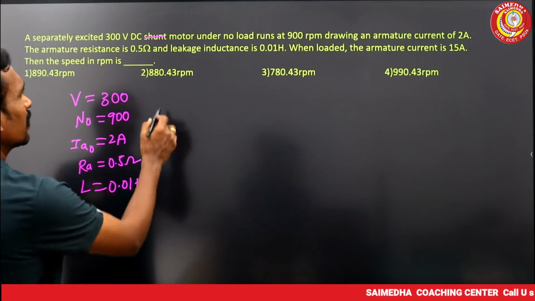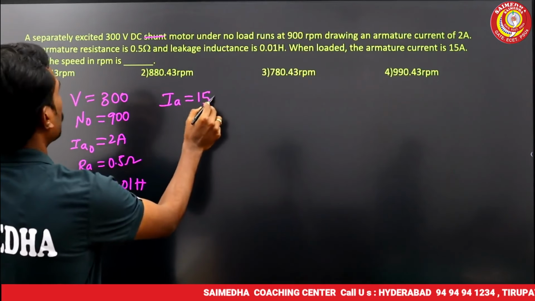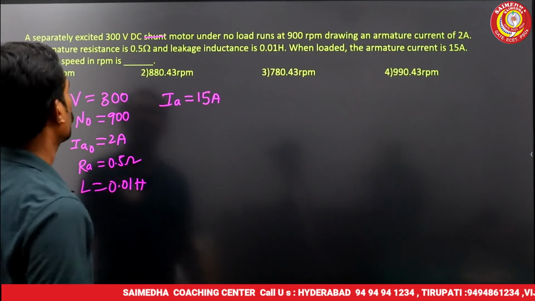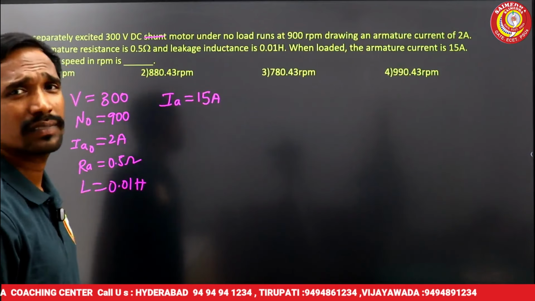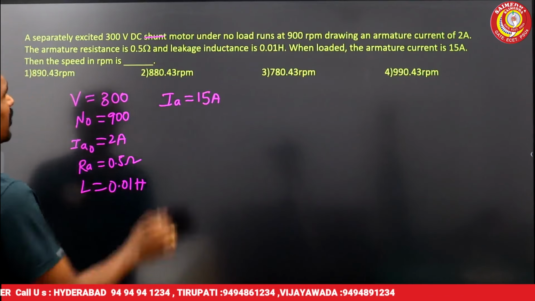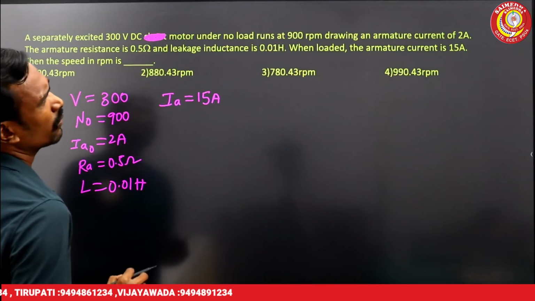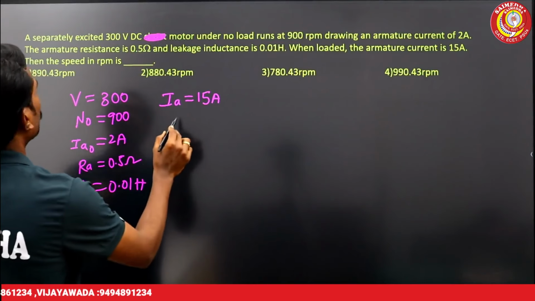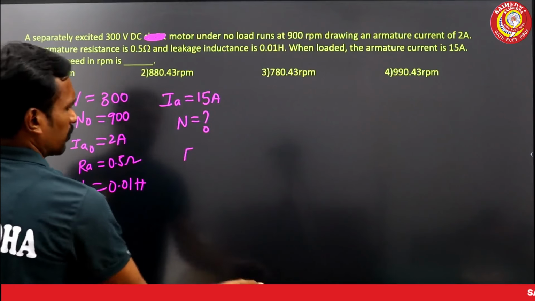When loaded, the armature current is 15 amperes. Let's take this as separately excited, otherwise there is no field current. This is not a shunt. Now what are they asking? The speed in RPM.